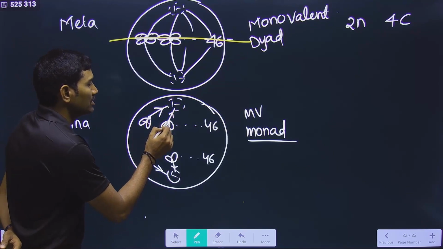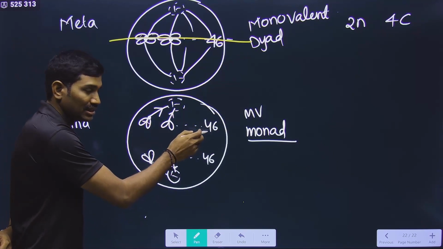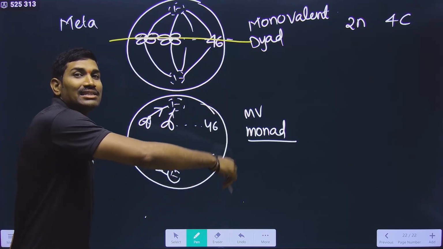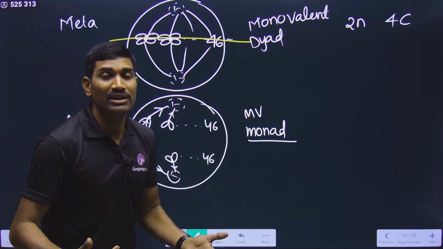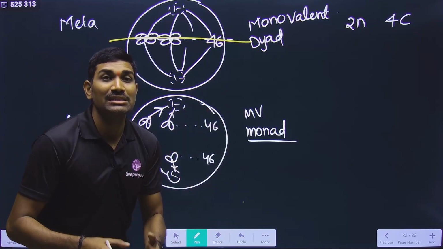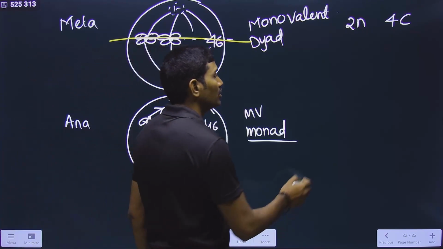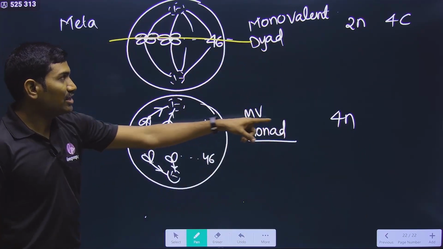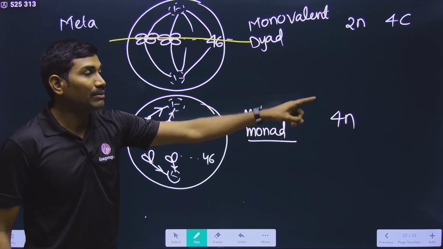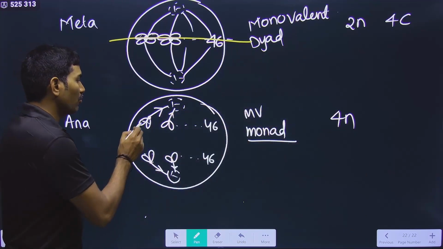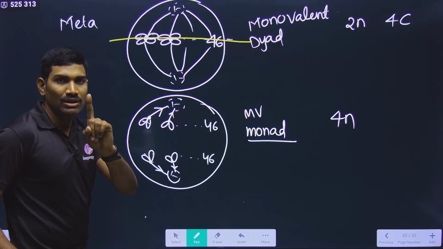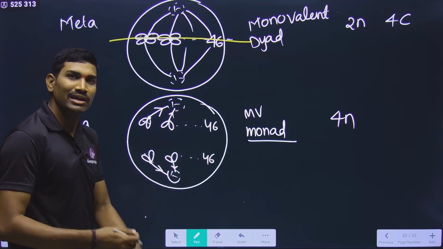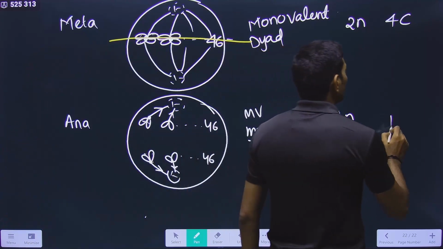One centromere, like this. 46 here, 46 here. So 46 plus 46. In a single cell you need to count. In a single cell, total 92 centromeres. 92 centromeres means 92 chromosomes. 92 chromosomes means ploidy doubled. From metaphase to anaphase, ploidy is getting doubled. But what happens to the C value? That remains same. One chromatid has one DNA, one double strand DNA. Here 46, here 46, total 92 only. So here the C value remains the same.